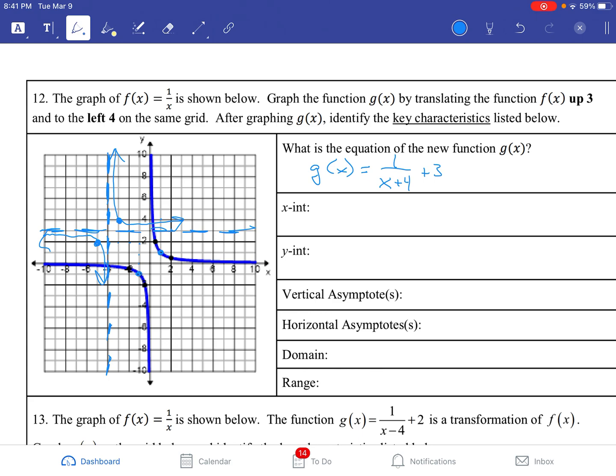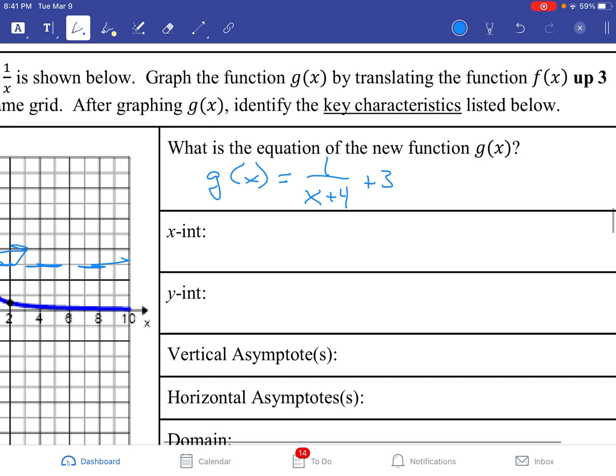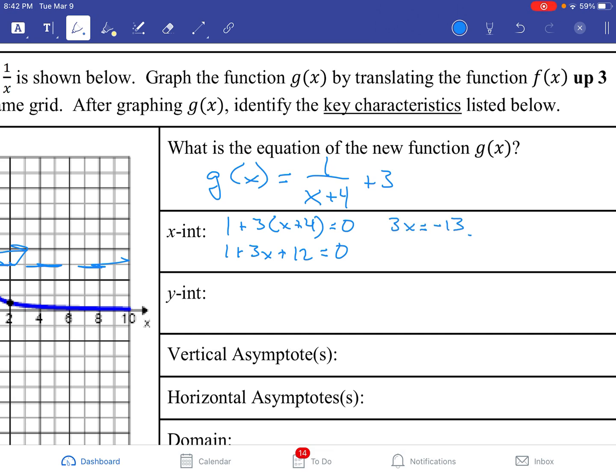If you want to find your x-intercepts, you can do the same thing we did for the other problems. You have 1 plus 3 times x plus 4, which gives you 1 plus 3x plus 12, equals 0. I'm going to subtract 12 and 1, which is going to give me 3x equals negative 13, and divide both sides by 3. So your x-intercept is going to be negative 13 over 3, comma 0 as your point.